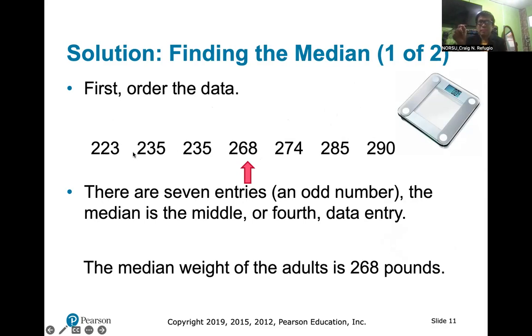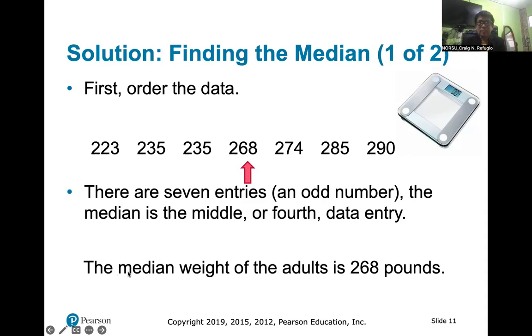So if the total number of data entries is odd, then you are going to add 1 to the total number of data entries. So we have 7 plus 1 will give you 8, then divided by 2. Divided by 2 because the median divides the total data set into 2 equal parts. Why plus 1? Because our total number of data entries is odd. So counting, we have now 1, 2, 3, 4. So that's the middle. It's the median, 268.